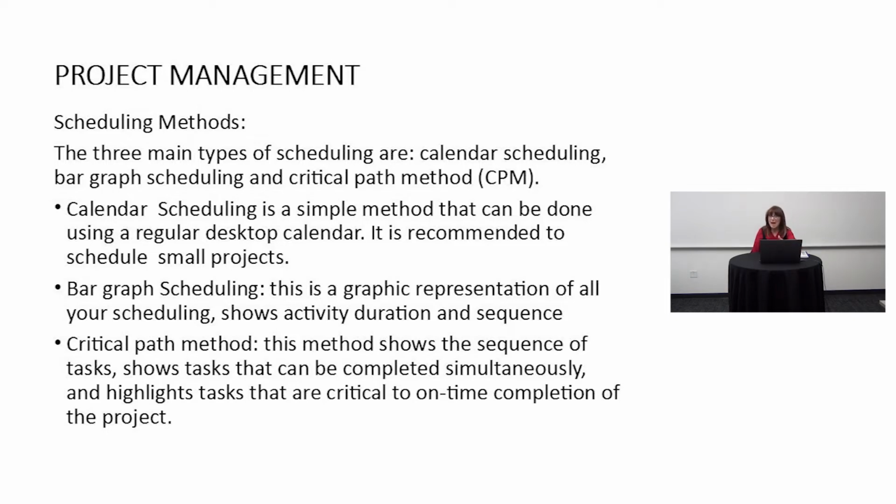The critical path method of scheduling is another scheduling method that is often used by project managers in large construction projects. This method shows the sequence of tasks. It shows tasks that can be completed simultaneously, so the project manager can get more than one trade working at the same time. And it highlights tasks that are critical to on-time completion of the project.